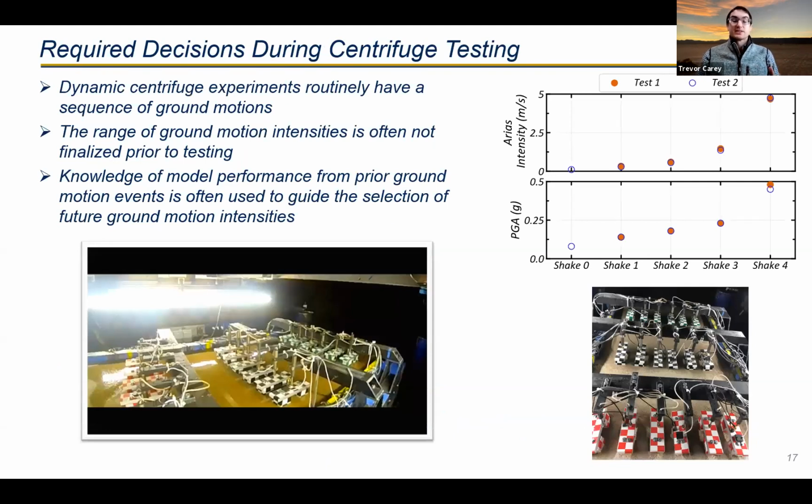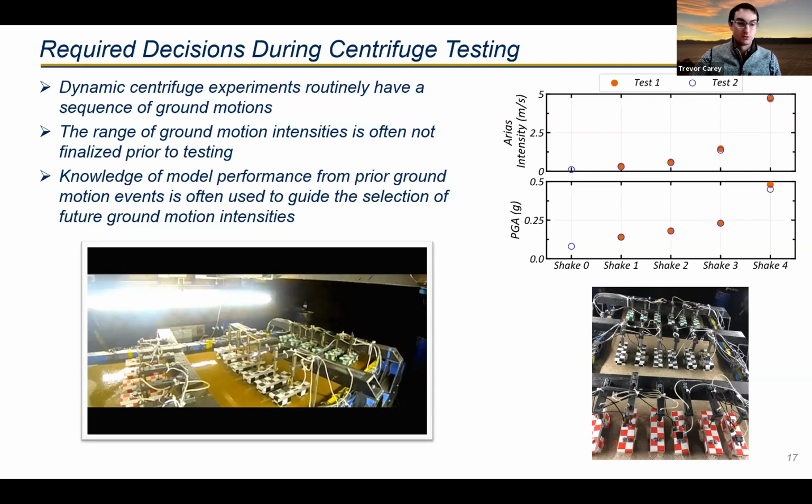So dynamic centrifuge experiments, so these would be liquefaction experiments or anything that's shaking a model, which is typically the bread and butter of the centrifuge, routinely have a sequence of ground motions. That's because we don't want to do a one and done on these experiments. We want to subject them to a series of ground motions and see the evolution of the model. The range of ground motion intensities and how strongly we're going to shake the model is often not finalized prior to testing, because we don't know how the model is going to respond during shaking. If we knew that, we probably wouldn't need to develop these models.